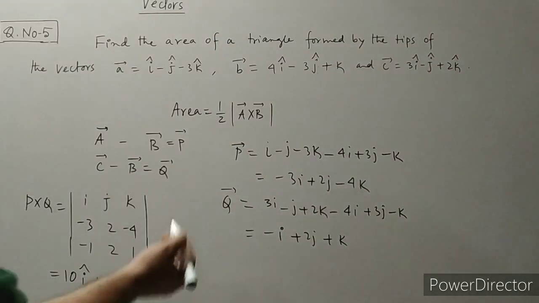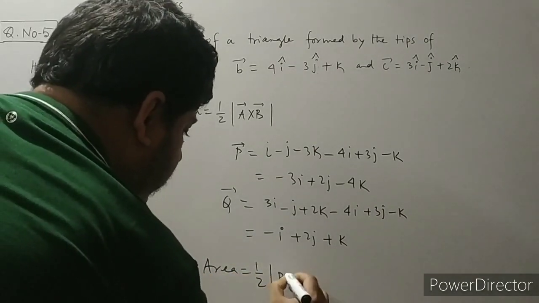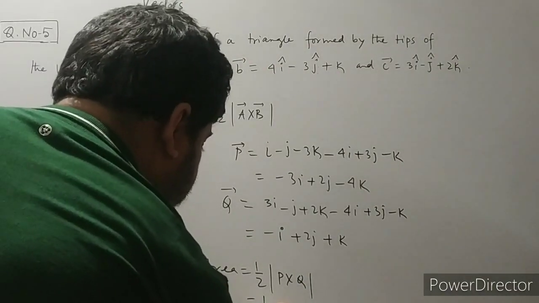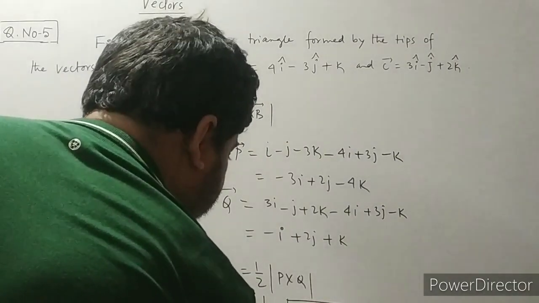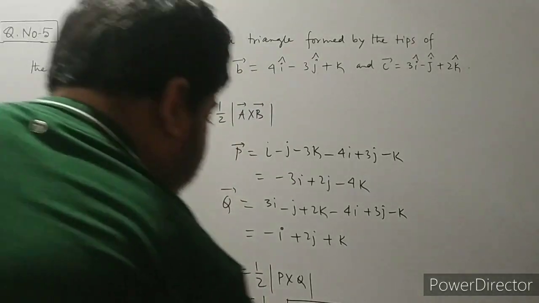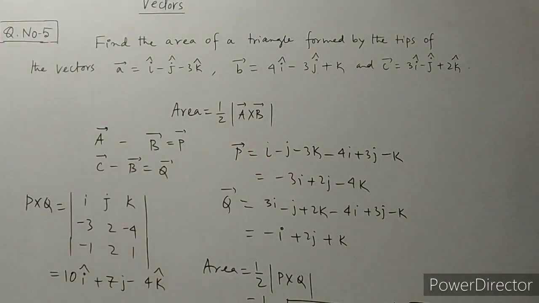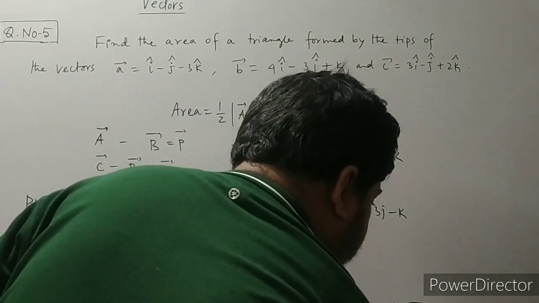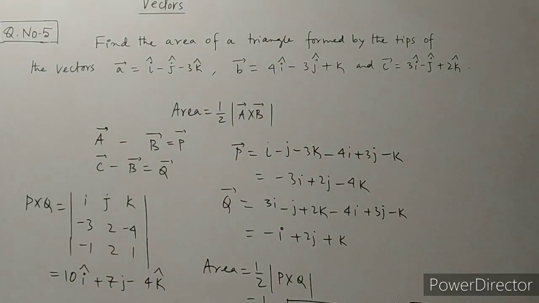Now what was the formula? Area is equal to half mod P cross Q. P cross Q is this. So half into mod of P cross Q means half into root of 100 plus 49 plus 16. So it will be half into root 165. Root 165 is about 12.8, so 12.8 by 2, or you can write 6.4. Fine. So it will be 6.4.